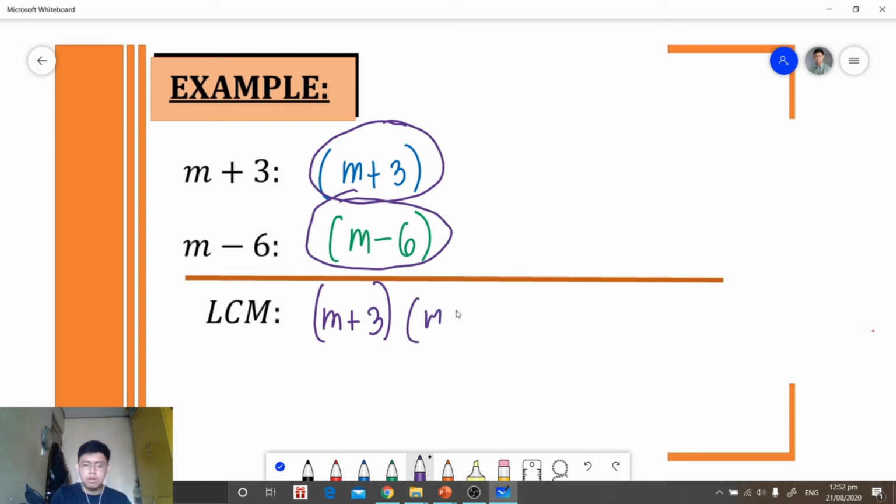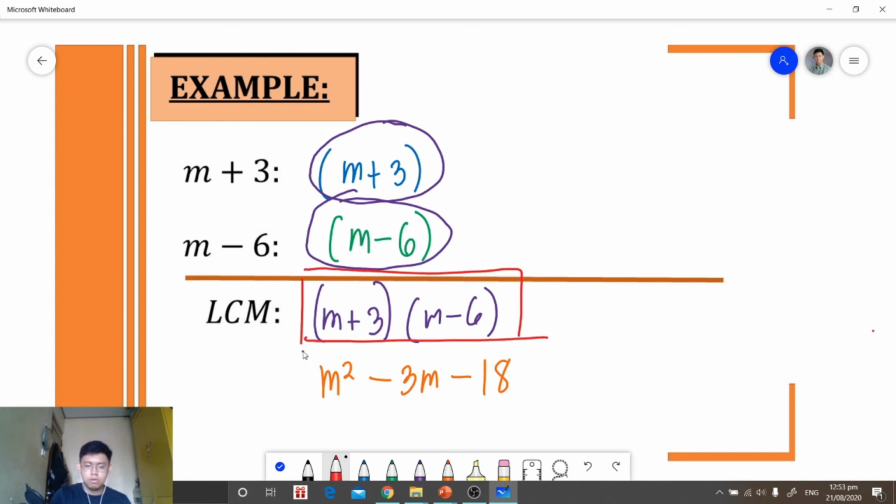m minus 6. So our least common multiple will be the quantity of m plus 3 times the quantity of m minus 6. Or we can expand this to m squared minus 3m minus 18. We have the factored form or the expanded form.